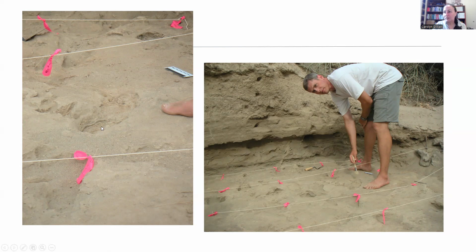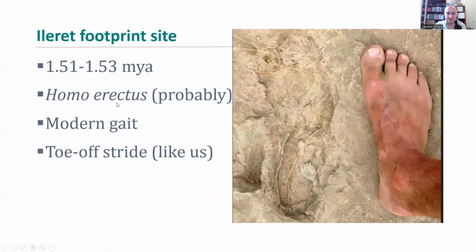If you look in the image on the left, you can see a modern human foot, and right next to it, you can see one of the footprints that was uncovered. And here's another one right here. So you can see a modern human foot, a very dirty archaeologist foot, and right next to it, you can see one of the hominin footprints.